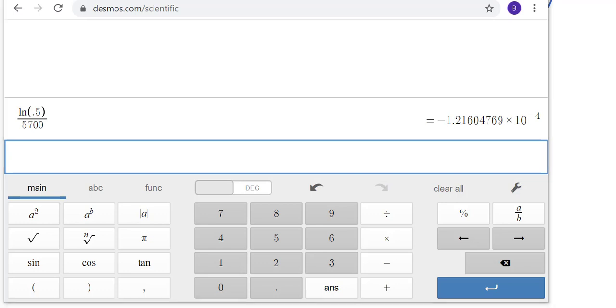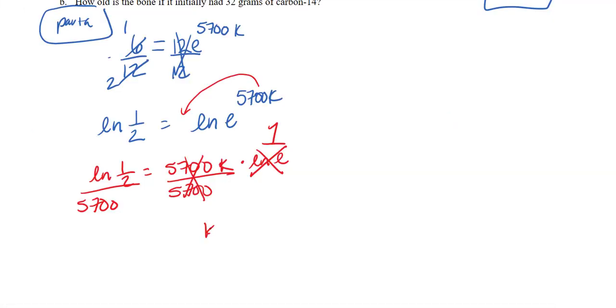So we get K, which is equal to this. Let's add a lot of zeros right here. And then we get 1.2160 times 10 to the negative 4th. In order to get rid of this 10 to the negative 4th, we're going to move this decimal over 4 times to the left. So we go 1, 2, 3, 4. So we have 0.0001216, and that's our K value.